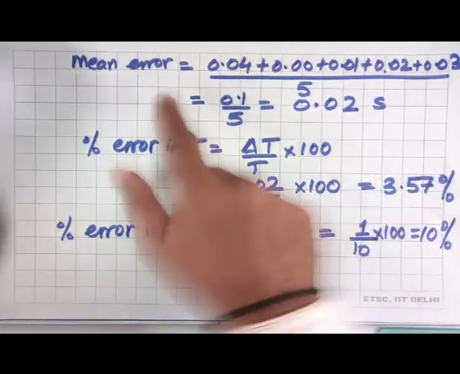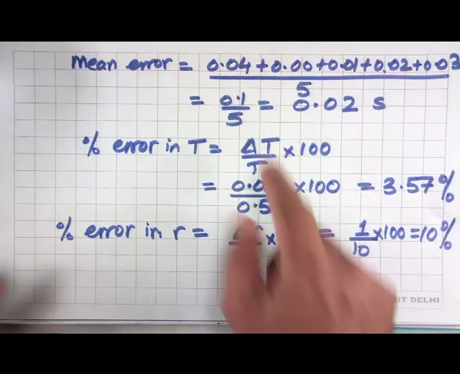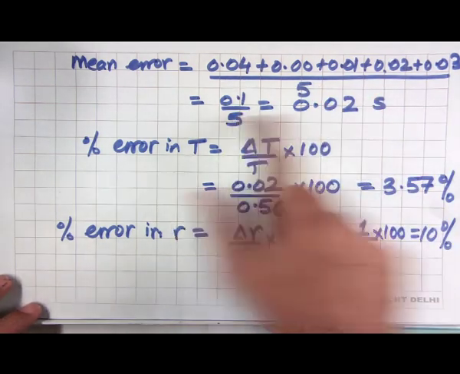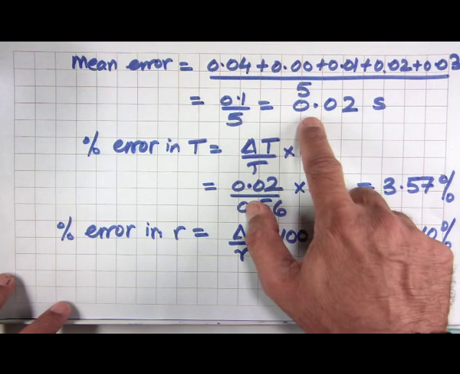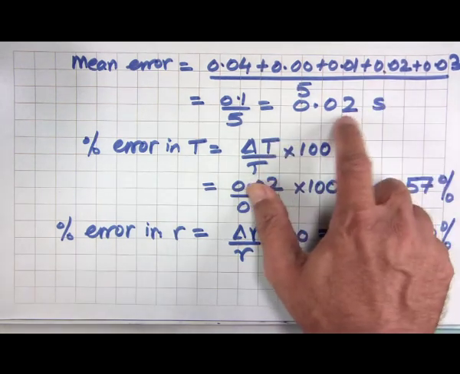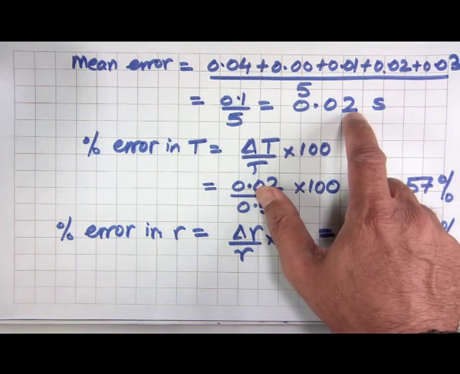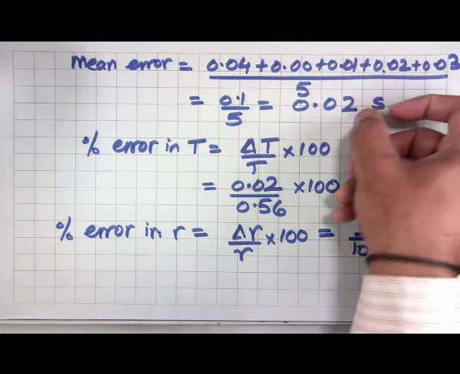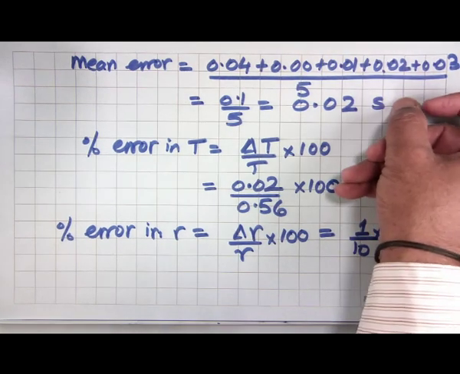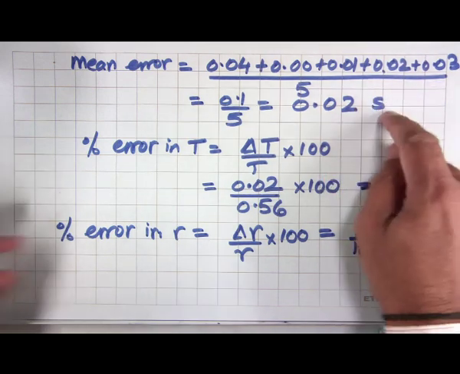So, we calculate the mean error. The mean error is the sum of all these divided by 5. So, we get 0.1 divided by 5 is equal to 0.02. Now, here the answer which we have calculated is coming up only up till the second decimal place. Suppose the answer which we got was up till the third or fourth decimal place, then we should have rounded it up to the second decimal place. We do not need to do this here.